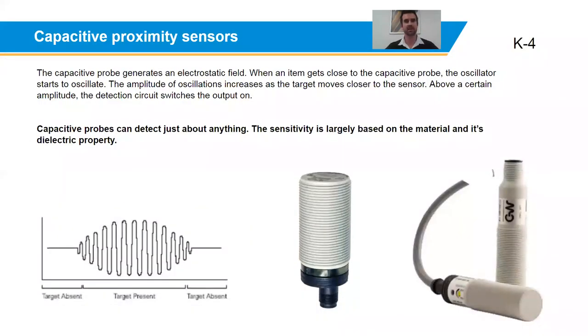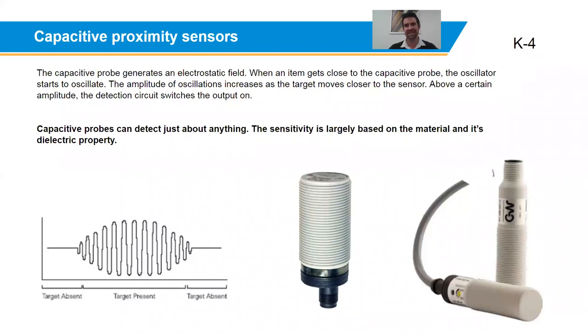All right, let's have a look at some capacitive proximity sensors. I'll just touch on a bit of basic theory on this as well. Different to an inductive proxy, the capacitive proximity generates an electrostatic field. So when an item gets closer to the proximity, the oscillator will start to oscillate more and more. And similar to the inductive proxy, once that oscillation goes past a certain threshold, the sensor can then turn on. And that sensitivity can be adjusted on the capacitive sensor.